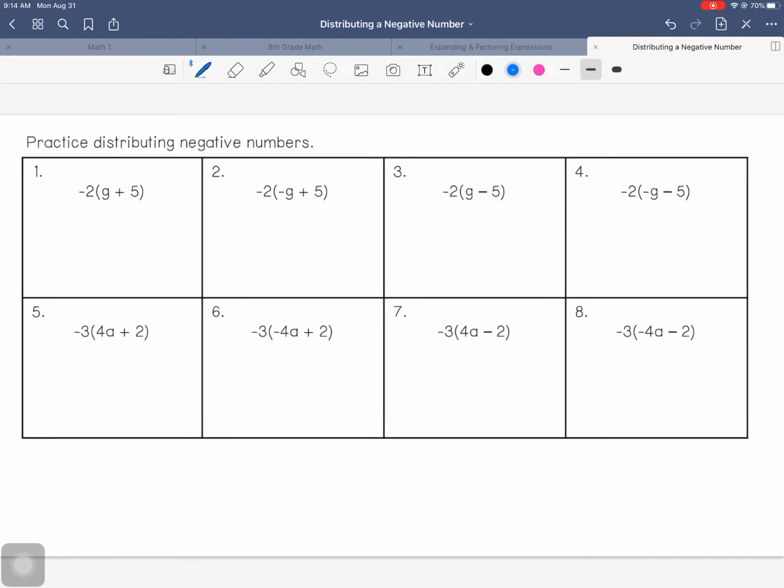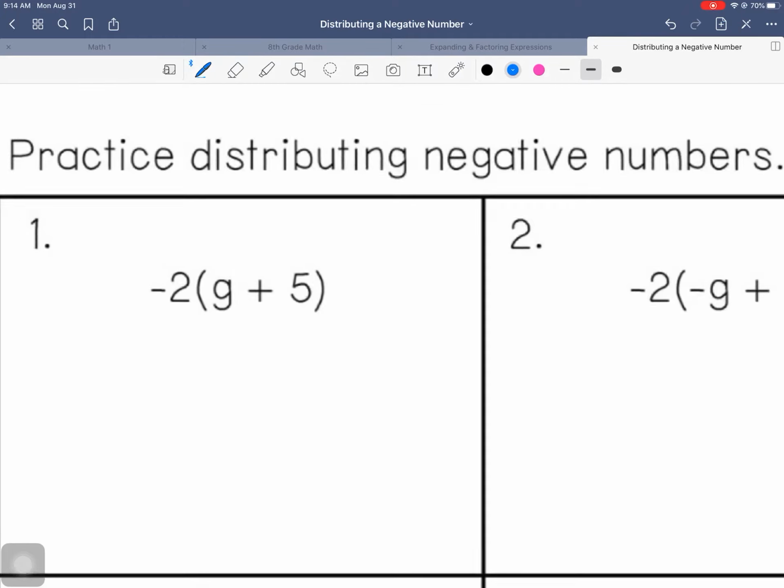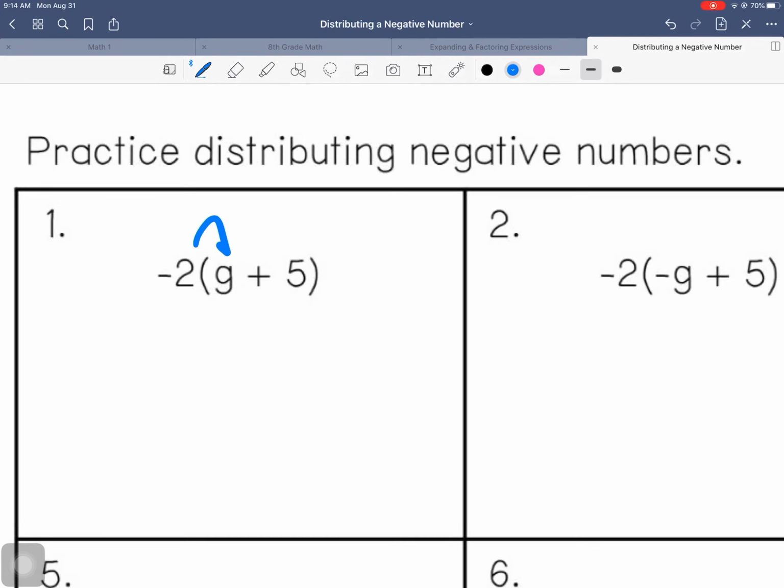Practice distributing negative numbers. So here we're going to do some problems. Now what we really want to pay attention to is our signs. We're using multiplication, so negative 2 times g is negative 2g. Negative 2 times positive 5 is going to be minus 10. Make sure you're putting these in your notes.